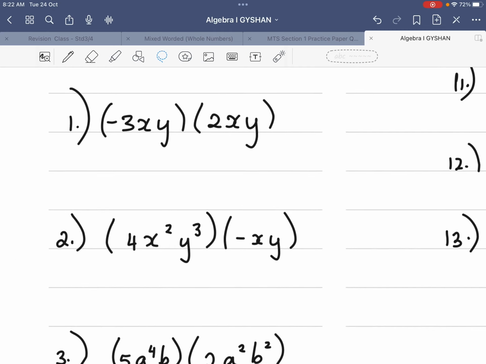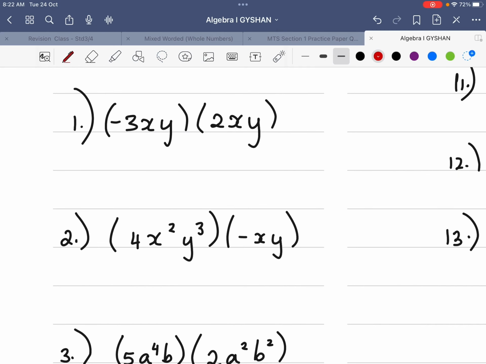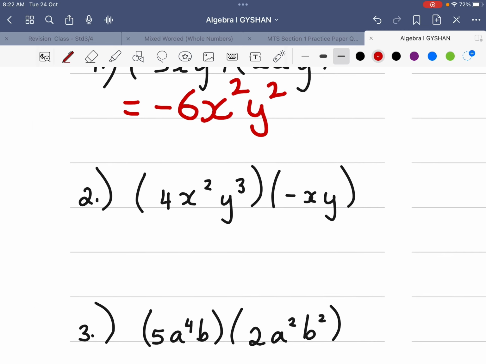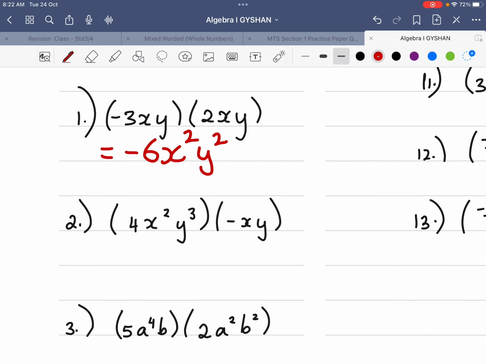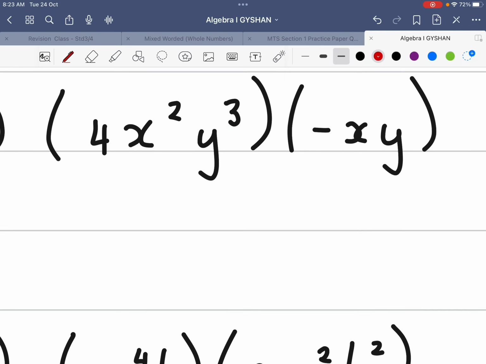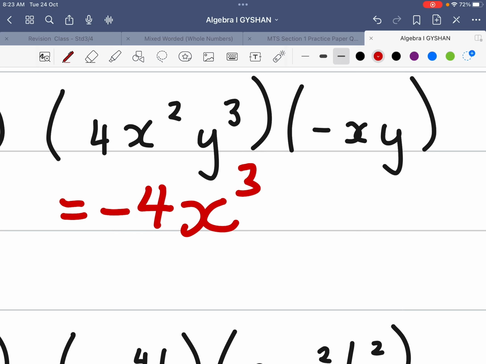Number 1. Negative 3 by 2 is negative 6. X times x is x squared. Y times y is y squared. Afterwards, I will leave the answers up for you to correct. Number 2. Positive 4 by negative 1 is negative 4. X squared by x is x cubed. And y cubed by y is y 4.